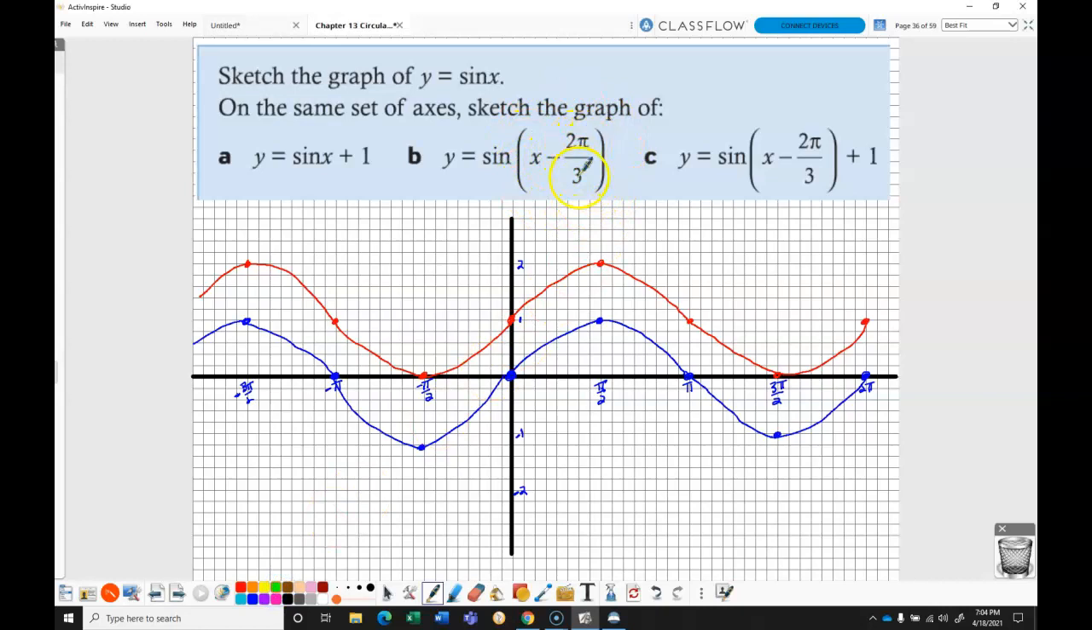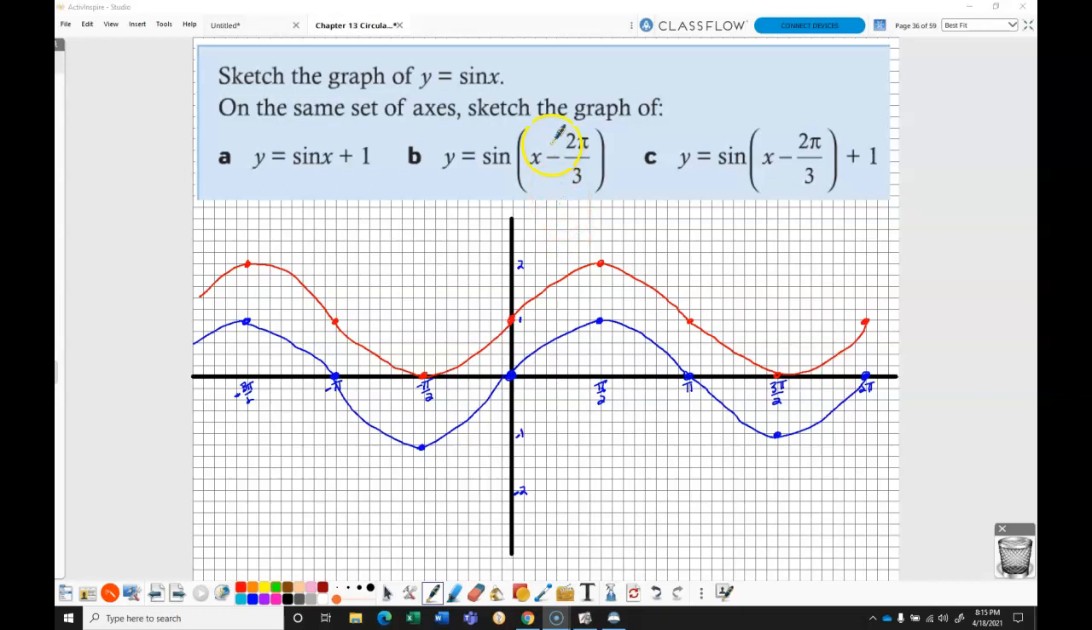And I know it says minus 2 pi over 3, but we're actually going to add 2 pi over 3 to each one of our points. So here what we're going to do is add 2 pi over 3. 2 pi over 3 is the same as, I told you before, I've got to work in degrees. So 2 pi over 3, that's 120 degrees basically. So I'm adding 120 degrees to each one of my points.